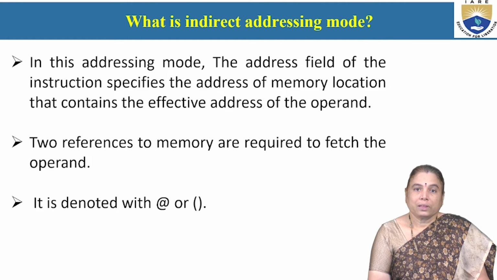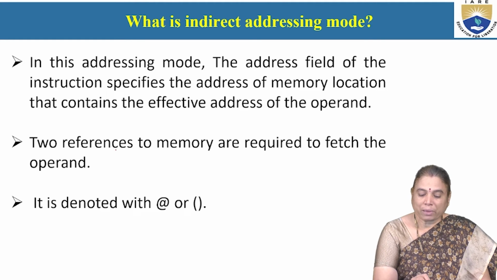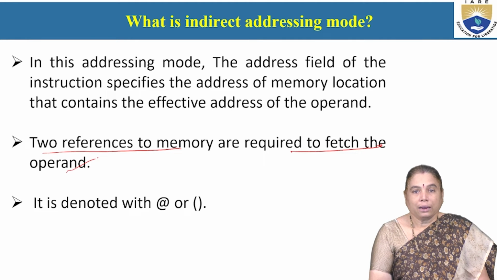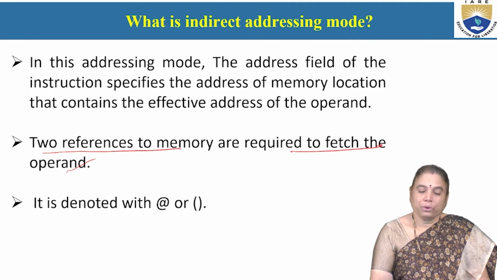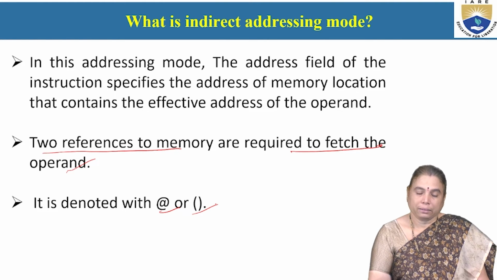The address specified in the instruction format is used to get the effective address of the operand. This requires one memory cycle. Then, using this effective address, the actual operand value is retrieved with the help of another memory cycle. So, two references to memory are required to fetch the operand. The symbols used to denote the indirect addressing mode are @ or parentheses.